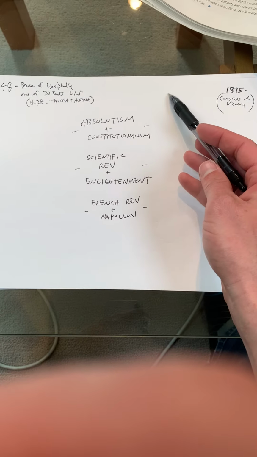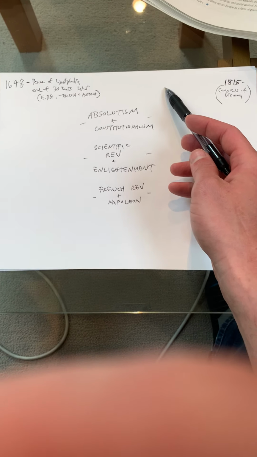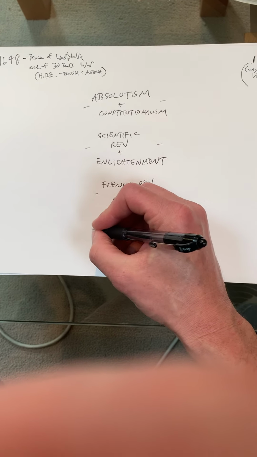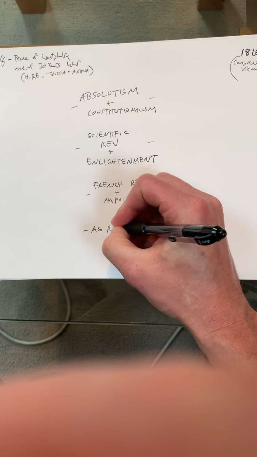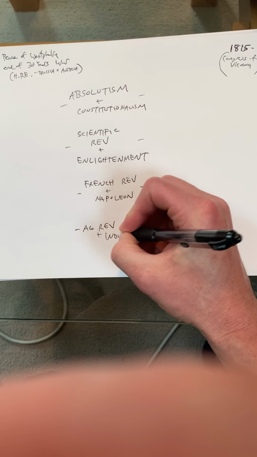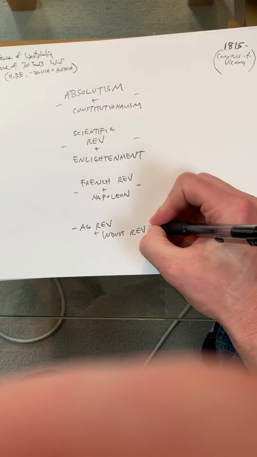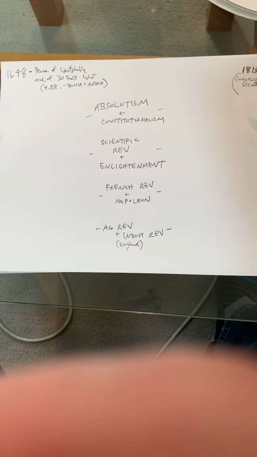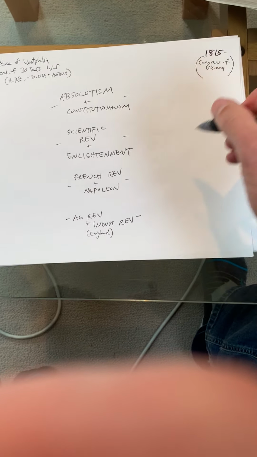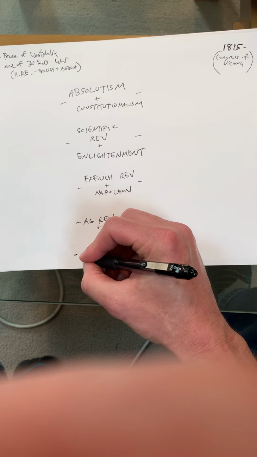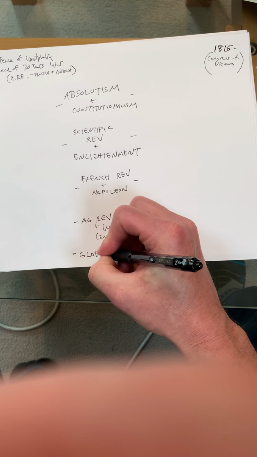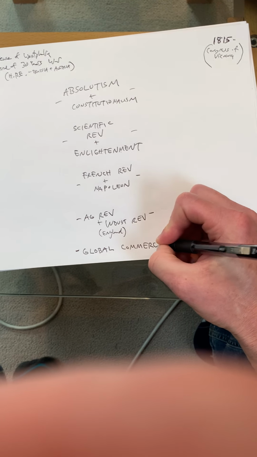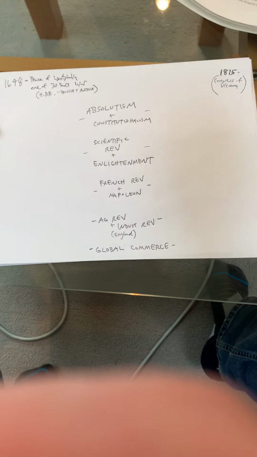At the very end of this, in England at least, and in the Netherlands, you've got the agricultural revolution and the early industrial revolution. So you have ag rev and indust rev. And of course, that's limited to England by the later part of this time period. And then the other thing you have is, I guess I'll say, global commerce. Remember, last one was global exploration. Well, now commerce or business is what's going on.